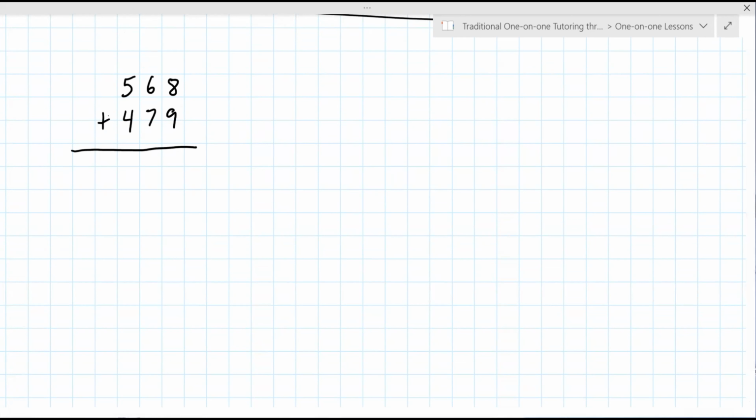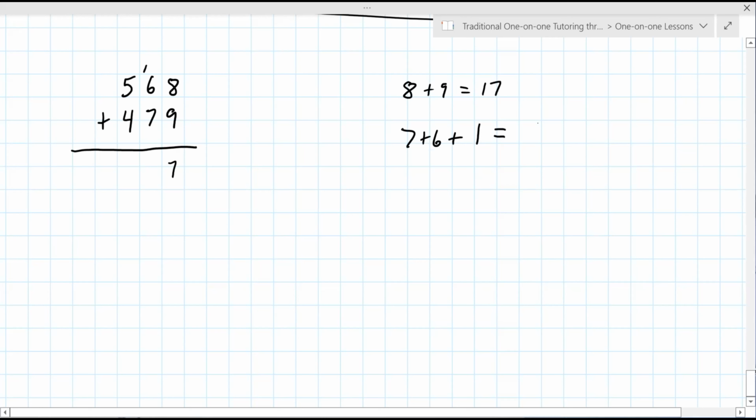So 8 plus 9 is 17. And then the 7 goes down in the 9. And the carry of 1 goes by the 6. And then 7 plus 6 is 13. With a carry of 1 is 14. And then 4 goes down by the 7.